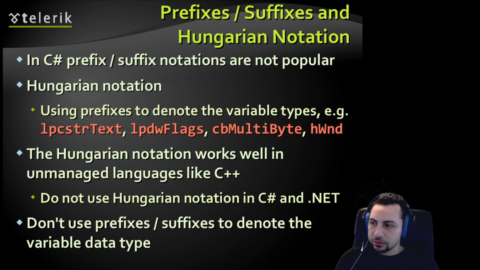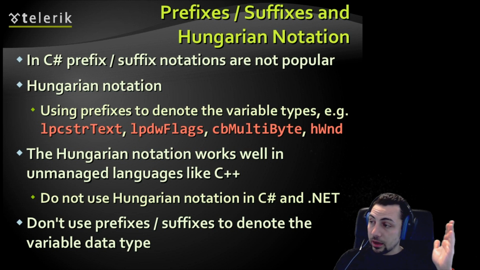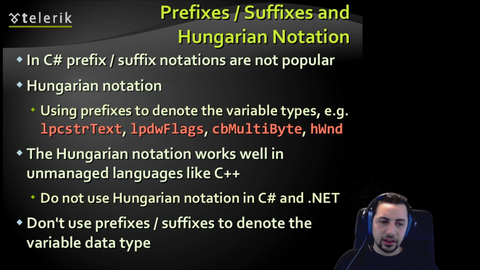Okay. Hungarian notation, which was extremely popular when we were doing Windows programming in unmanaged languages like C++. Back in the day, Windows 95, Windows XP, this was what every variable name looked like. LPCSTR text. That was a long pointer to a string called text. LPDW flags was a long pointer to a word, which was 16 bits, or maybe D word was a double word, so that's 32 bits of flags. CB constant byte. HW was a handle to a window.